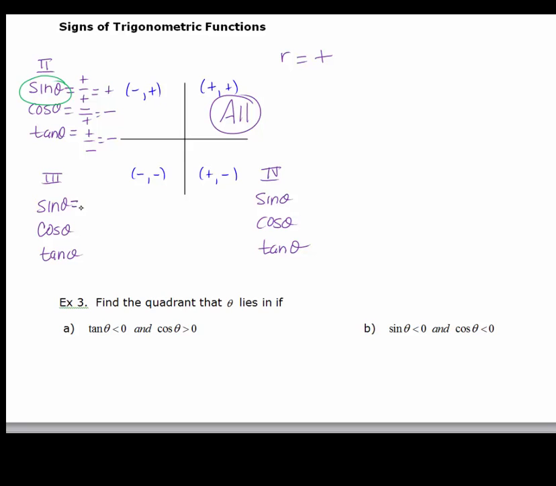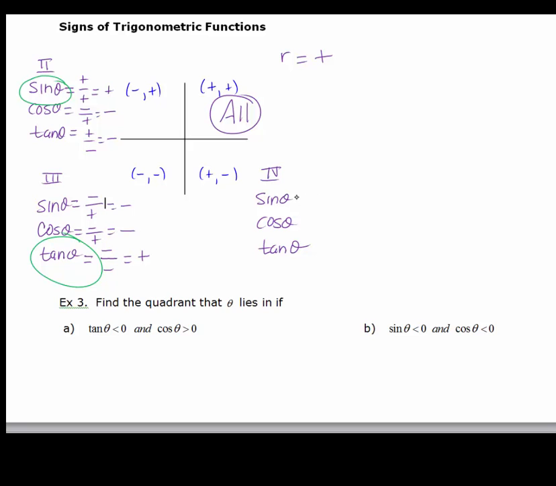Okay, the sine is y over r, so it's negative over a positive, which is negative. The cosine is x over r, which is negative, divided by r, which is a positive, so that's going to be negative. The tangent is y over x, and so it's going to be a negative divided by negative, which is a positive. So in the third quadrant, tangent is positive, and also its reciprocal, cotan.